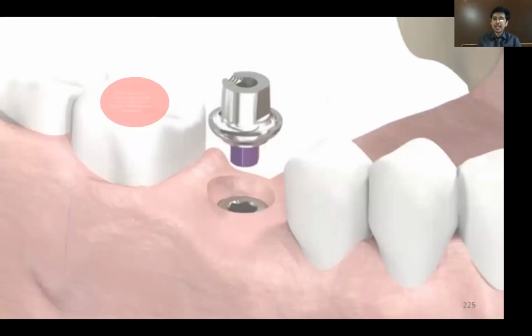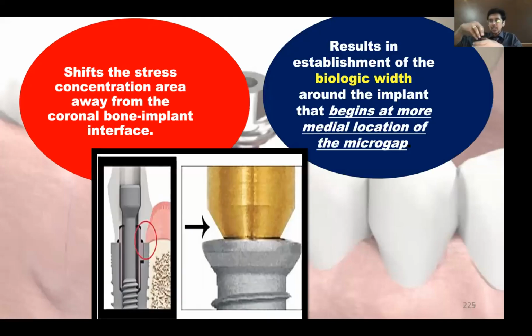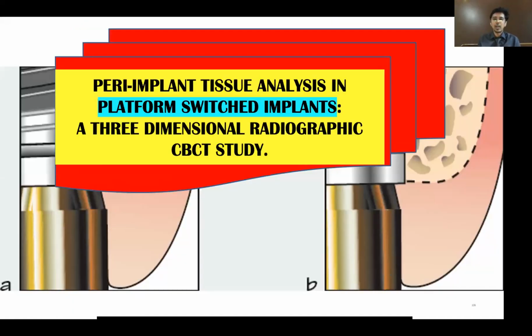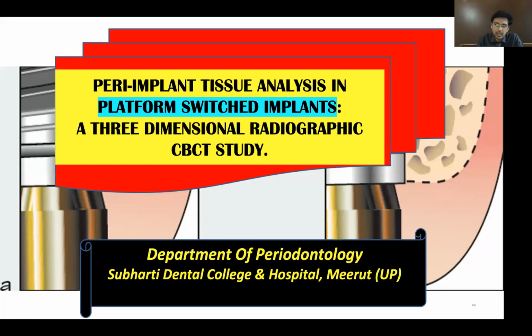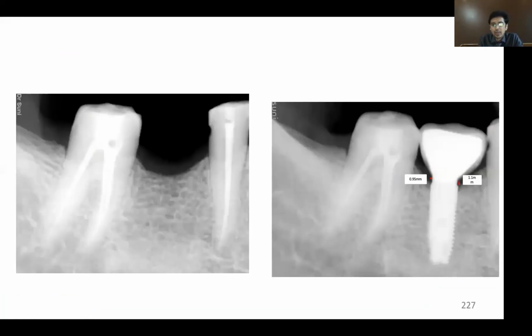Okay, and the second advantage is the stress. Stress basically means that when you place a crown and the patient starts using that tooth, the stress concentration is shifted towards the inside. The ultimate role of this platform switching is that bone loss would be lesser. And this is something which we evaluated in our dissertation under me, which was done a couple of years back. Platform switched abutments versus normal abutments. In this, with CBCT, we found that bone loss was less.